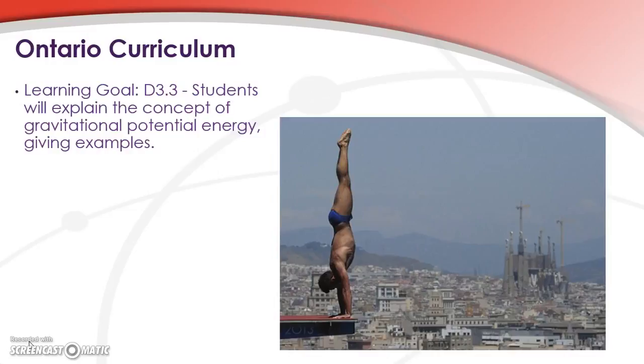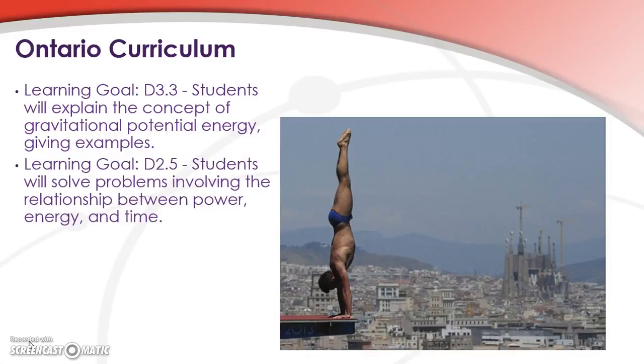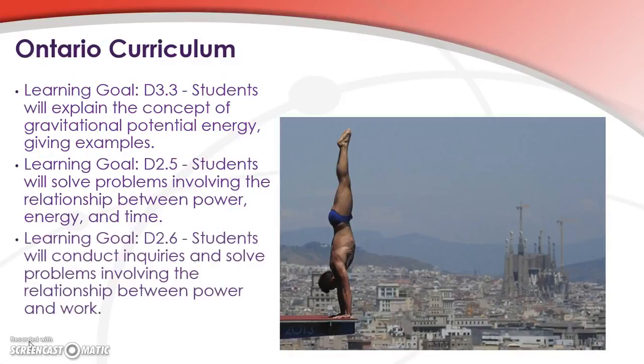So the Ontario curriculum specifies that students will explain the concept of gravitational potential energy, giving examples, solve problems involving the relationship between power, energy, and time, and conduct inquiries and solve problems involving the relationship between power and work.